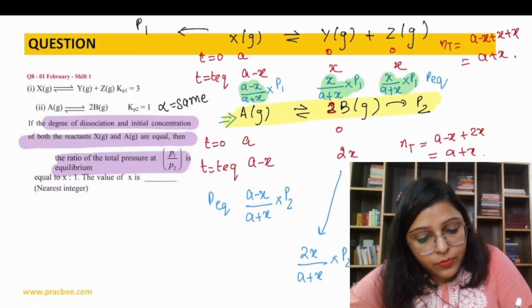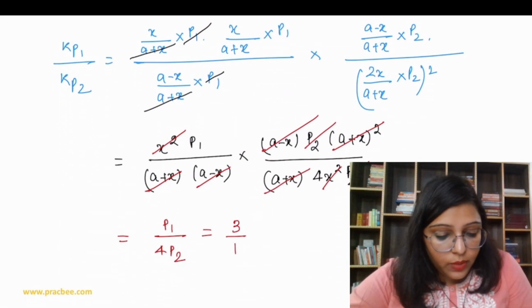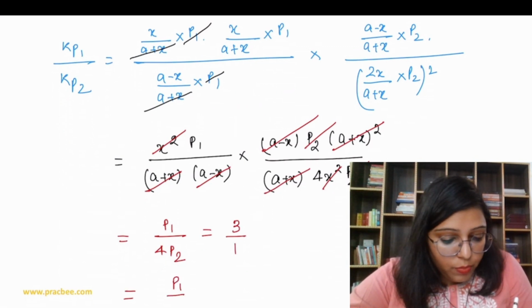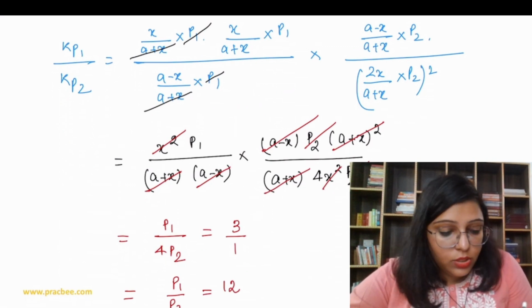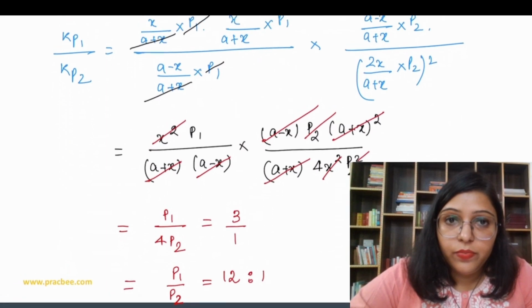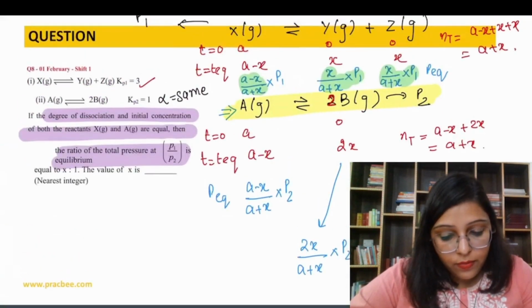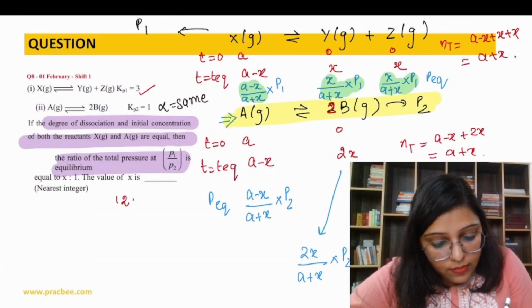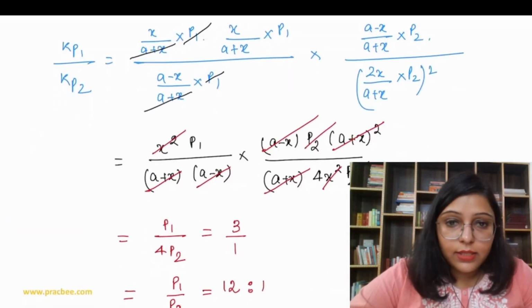Kp1 is 3 and Kp2 is 1. So this is equal to 3 upon 1. So P1 upon P2 is equal to 12. The ratio is 12 is to 1. Clear? The answer is 12 is to 1. That's it. Now let's discuss the next question.